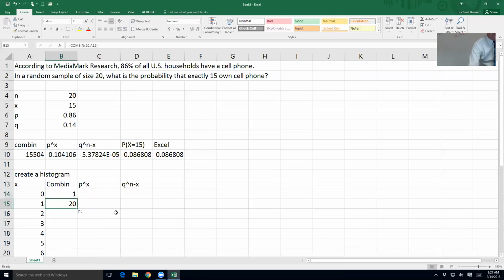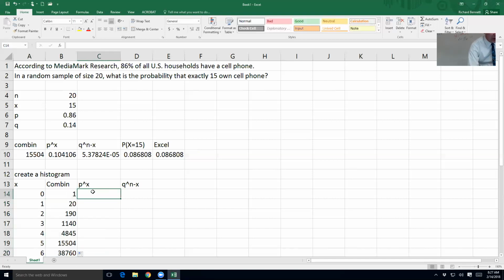Now it worked. Because remember, let's talk about that for a second. I'm doing a combination of 20 choose 0, which if I were to write that out, we just learned that 2 days ago, is 20 factorial over 0 factorial times 20 factorial. Those two cancel. What's 0 factorial? 1, because we said so. And you get 1 over 1, which is 1. Now I'm going to copy that down for all of those.